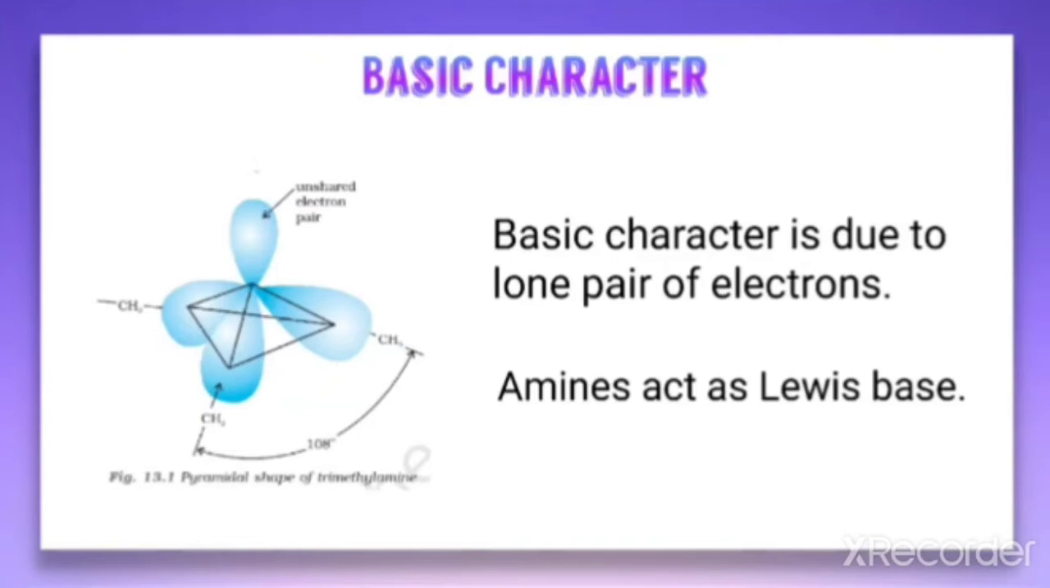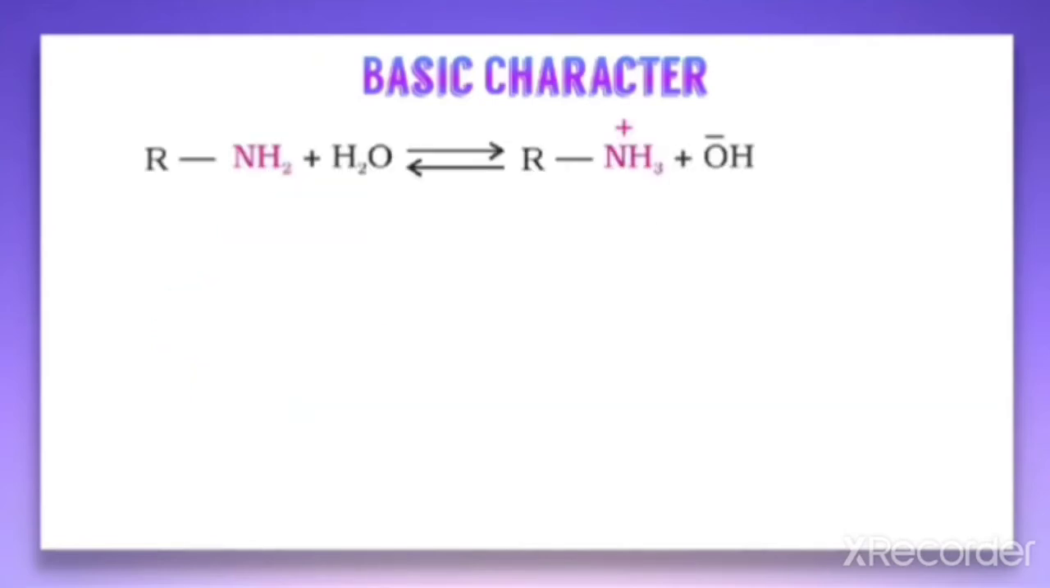In order to explain the basic character, let us consider this equilibrium reaction: RNH2, a primary amine, plus water giving rise to RNH3+ plus OH-. Look at this reaction, which one is acting as an acid? The water is donating the H+ ion. That means the lone pair donor here is the amine group. So when the H+ ion is donated from water to RNH2, it becomes RNH3+, and what remains is OH-. So this is an equilibrium reaction.